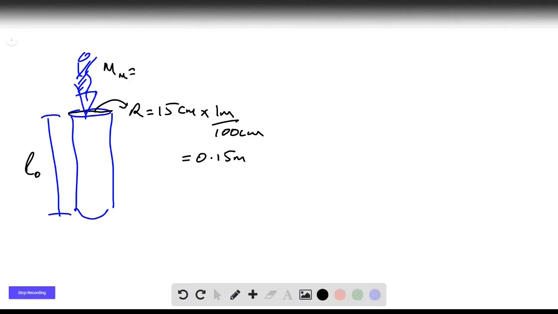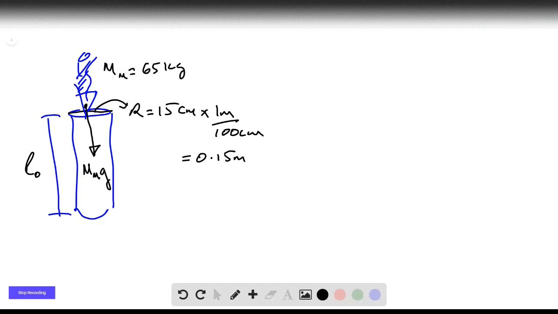Remember, with the mass, this is 65 kilograms, and obviously his weight is acting downwards at mg, where g is the acceleration due to gravity. That's the information we're given.